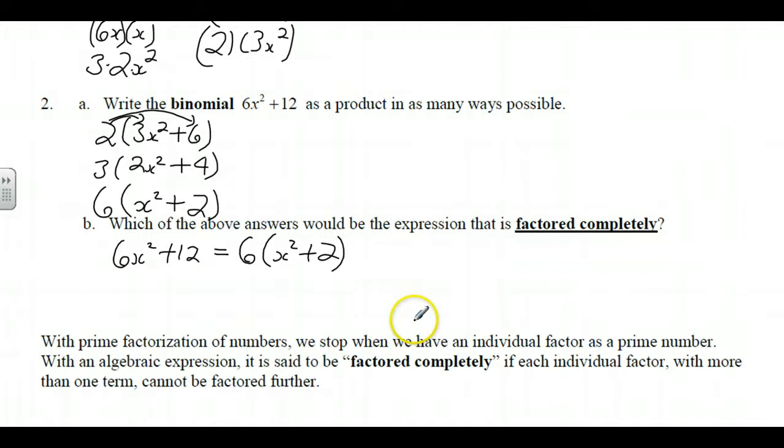When we do prime factorization of numbers, we stop when we have an individual factor as a prime number. With an algebraic expression, it's said to be factored completely if each individual factor with more than one term cannot be factored further. This only has one term. There's nothing you can do with this. This can be, because you can factor a 3 out of that expression, a 2 out of that expression, and this one is done.